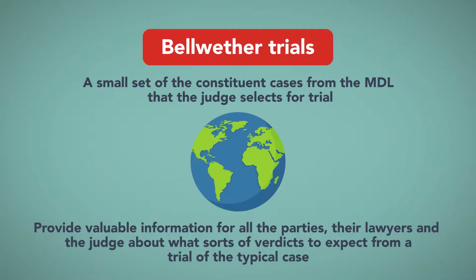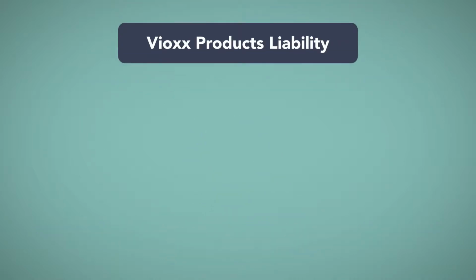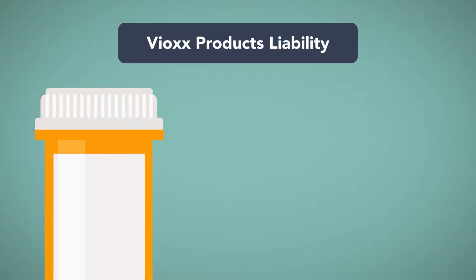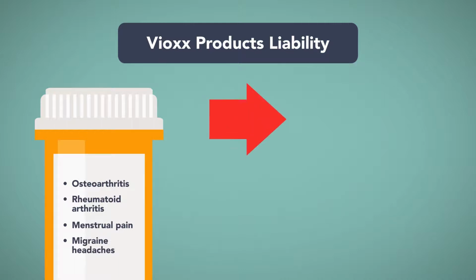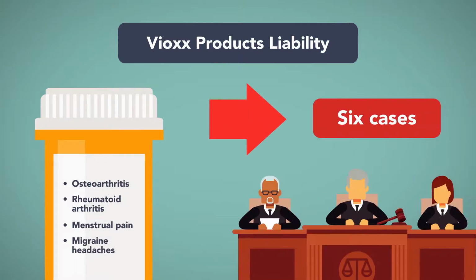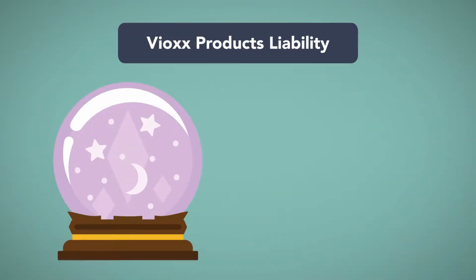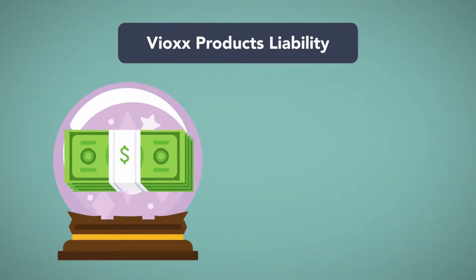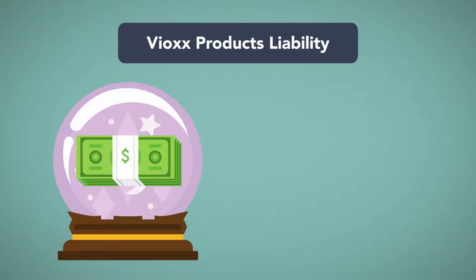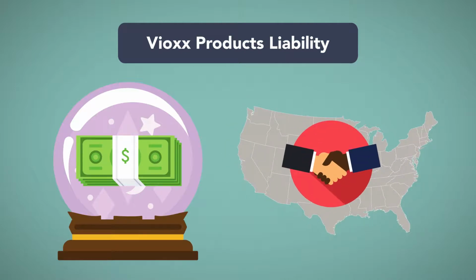This information is then used as a basis for negotiating an acceptable global settlement. For example, in the Vioxx Products Liability MDL, which concerned a drug intended to relieve pain from osteoarthritis, rheumatoid arthritis, menstrual pain, and migraine headaches, the judge selected 6 cases for trial. After these trials reached verdicts, the parties were able to evaluate these verdicts and what they possibly foretold of the likely results of other pending actions. Consequently, they achieved a wide-ranging settlement of some of their claims.